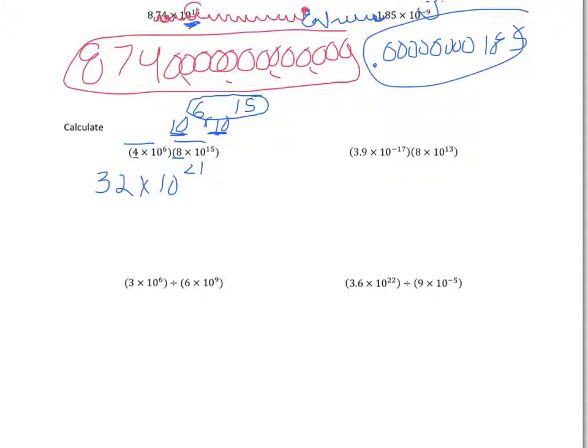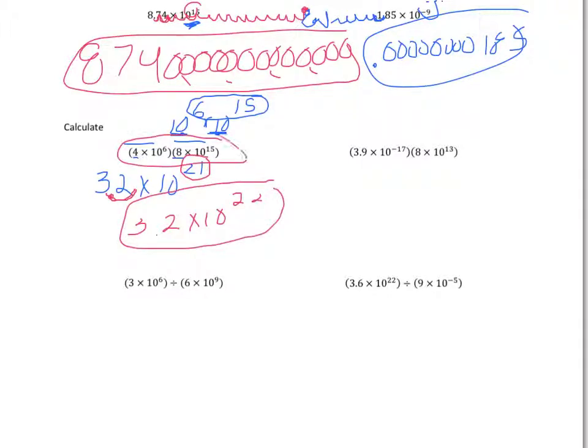This number, 32, is not in scientific notation. So to put this in scientific notation, we have to put the decimal there. So we're moving the decimal place to the left one. When this is moving to the left, this number is getting bigger. So this is 3.2 times 10 to the 22nd power. If we start by multiplying two things in scientific notation, we want to leave them in scientific notation. So that's what we have here.